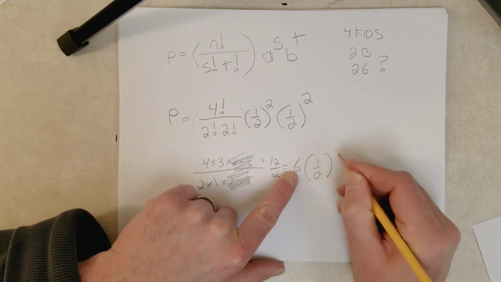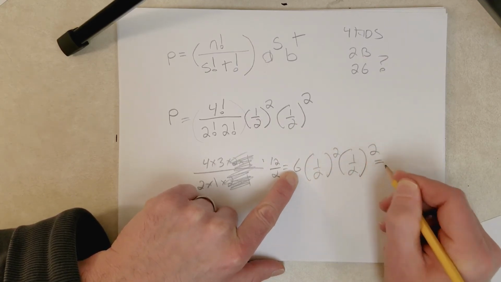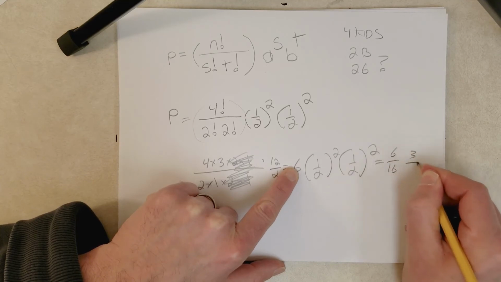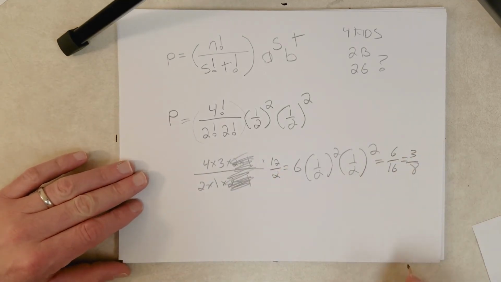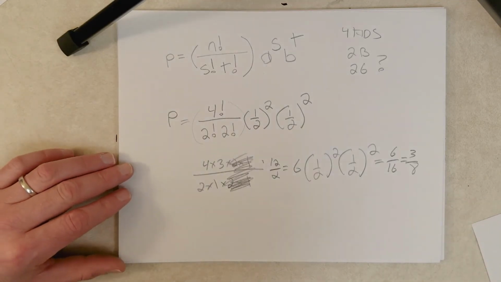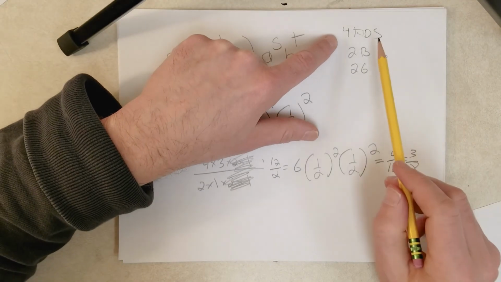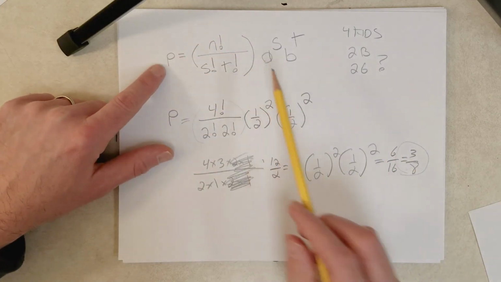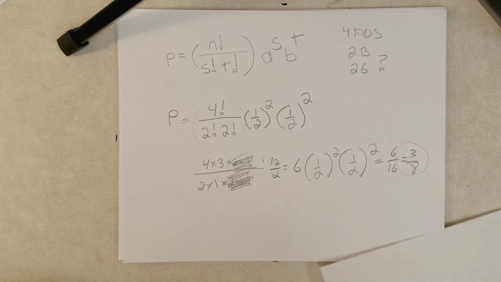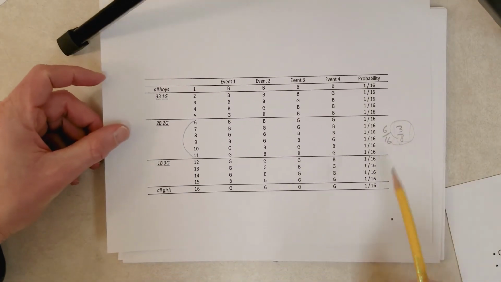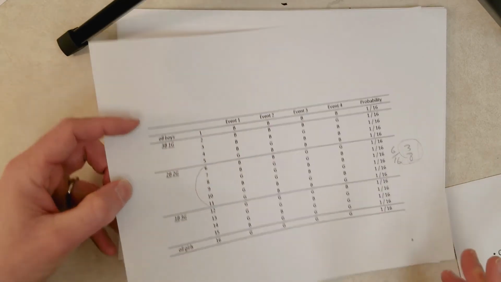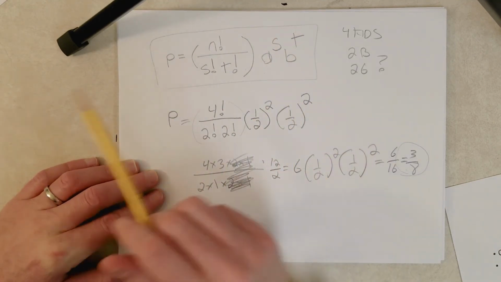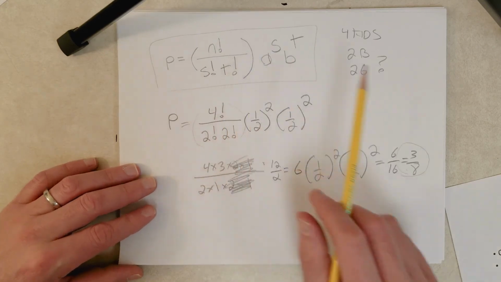So 6 times 1/2 squared times 1/2 squared equals 6 over 16, equals 3/8. So this is what we worked out before, right? So the probability of a couple who has 4 kids having 2 boys and 2 girls, we said is 3/8 according to this formula here. And that's what we calculated over here. So this is a handy equation, and you will get this on the exam or quiz. You will get a copy of this equation, but you'll need to know how to use it.